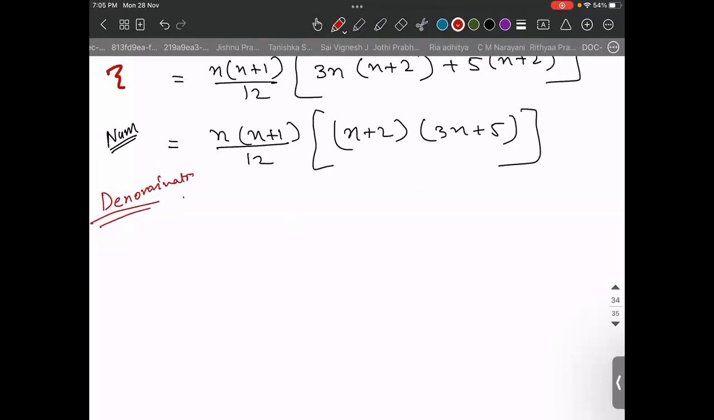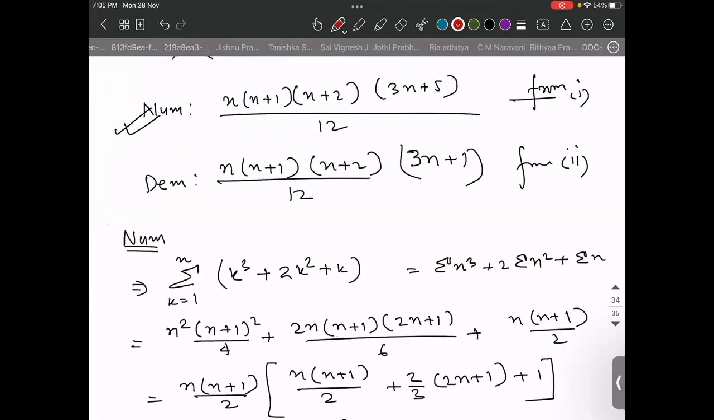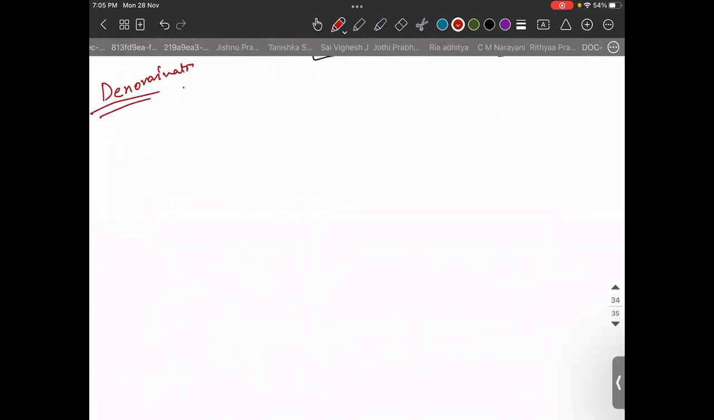Denominator. What is there in the denominator? Just check. Summation of n, k cube plus k square, k is from 1 to n. That's how we write it. This is what the denominator is, isn't it?